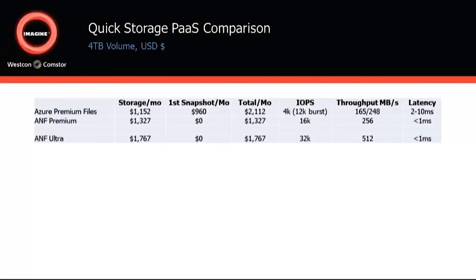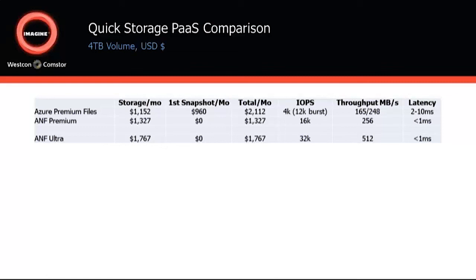But snapshots are included. So if you've got an application where you want to use snapshots, Azure Premium Files is going to be $2,100. ANF is going to be $1,300. ANF is going to give you guaranteed IOPS of 16,000 versus 4,000 on Azure Premium Files. They can burst to 12, but only for a limited period of time. We've got similar throughput, and we've got much lower latency.